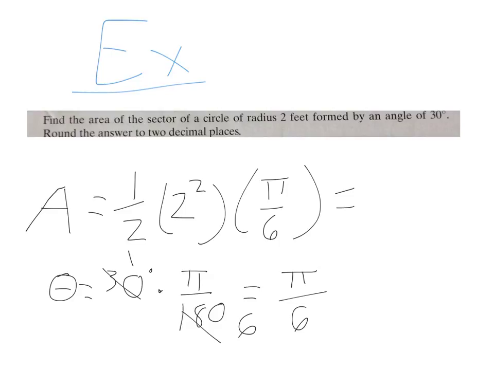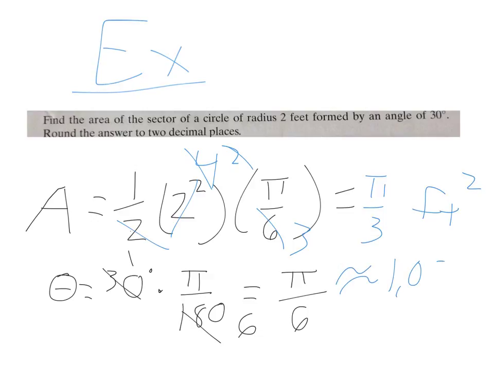So that would reduce. 2 squared is 4. 2 goes into 4 twice, and 2 goes into 6 3 times. So we end up with pi over 3 square feet, which is approximately 1.05 square feet.